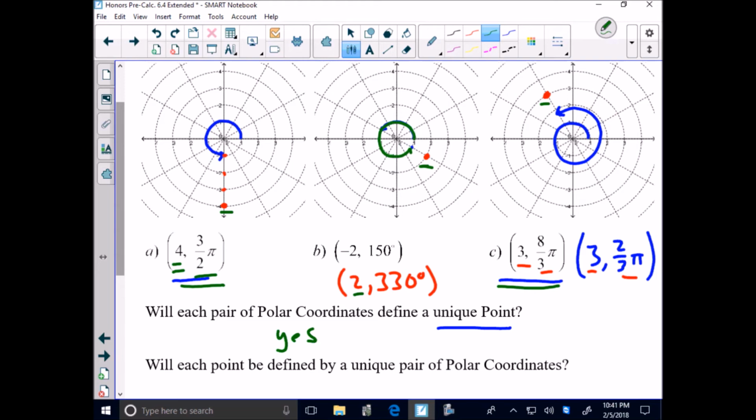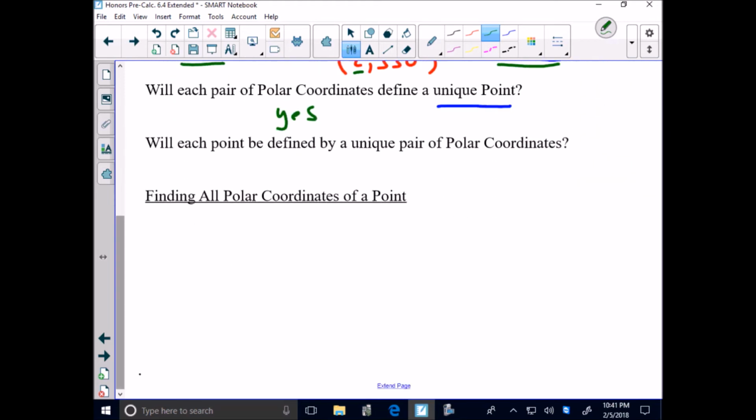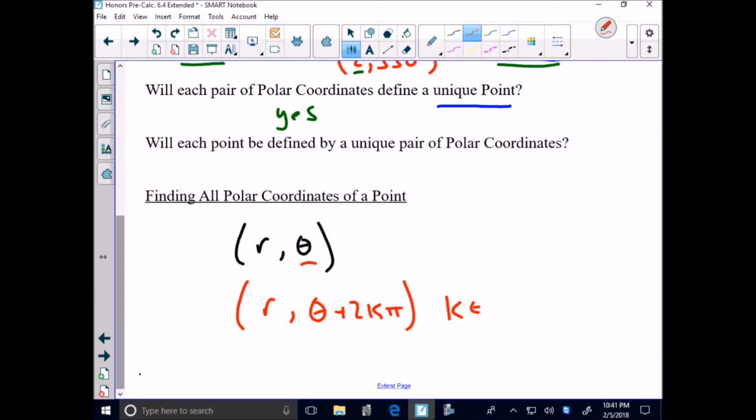And in general, what we can say is if we want to come up with all of the polar coordinates that will define a point, we'll say the generic point r, theta, we can say that if we have the same r value, any coterminal angle to theta, which could be defined as theta plus 2k pi, where k is an element of the integers, will take us to the same point. So these 2 guys are defining the same point on the polar plane.